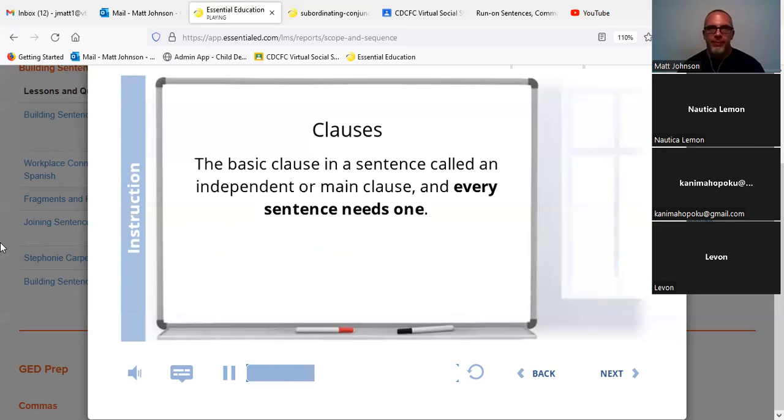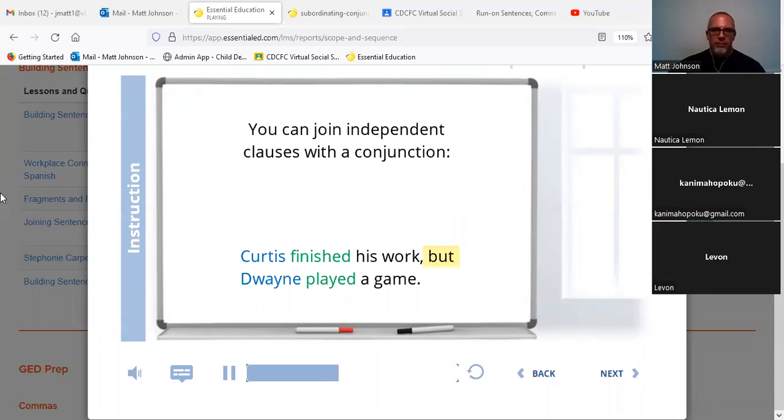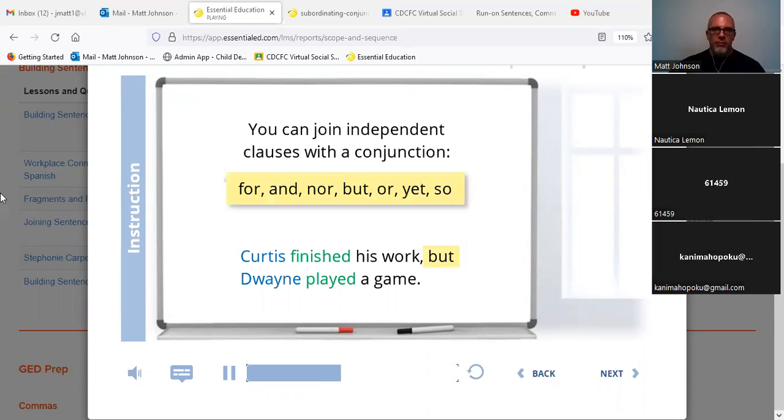A sentence can have more than one clause, though. You might have two independent clauses joined together, like this: Curtis finished his work, but Dwayne played a game. Each independent clause could stand on its own as a sentence, but you can join independent clauses with a conjunction: for, and, nor, but, or, yet, or so. I remember them by calling them fanboys' words.